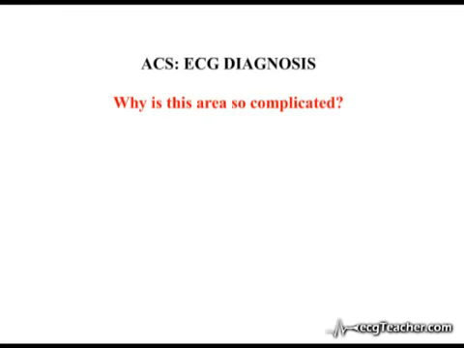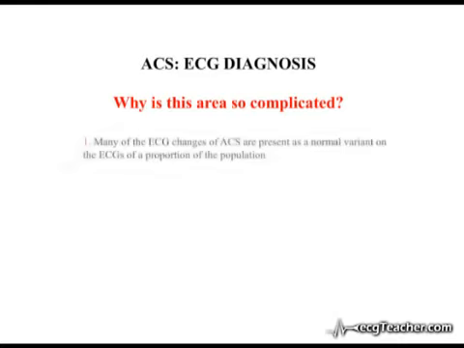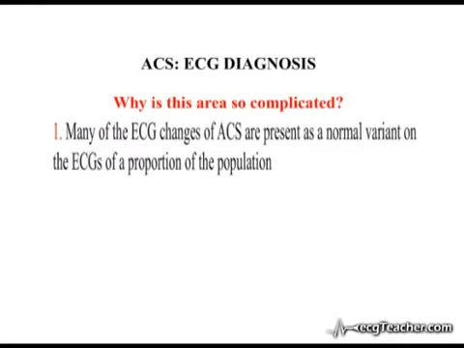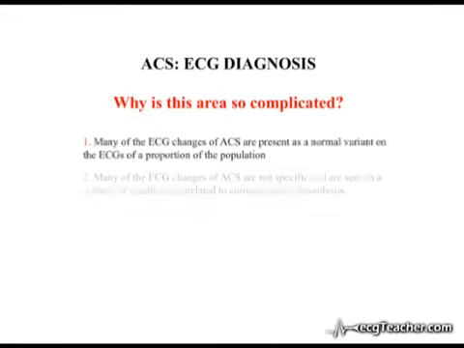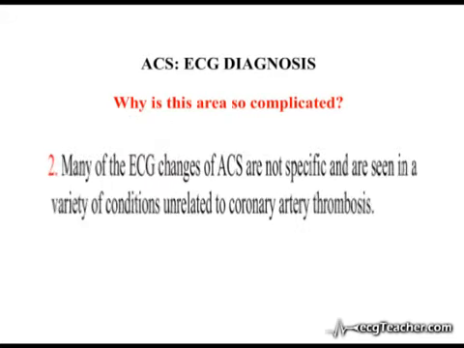The ECG is an essential tool in the diagnosis and classification of ACS, but its limitations are legion and arise for several reasons. Firstly, many of the ECG changes of ACS are present as a normal variant on the ECGs of a proportion of the population. Secondly, many of the ECG changes of ACS are not specific and are seen in a variety of conditions unrelated to coronary artery thrombosis.